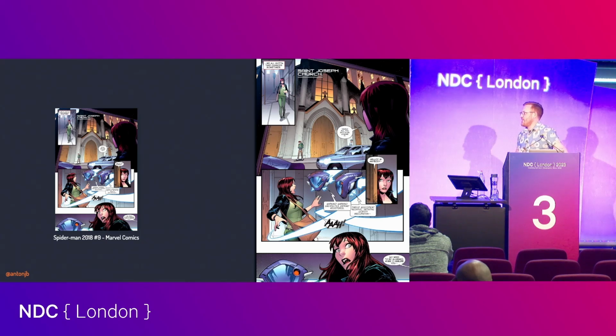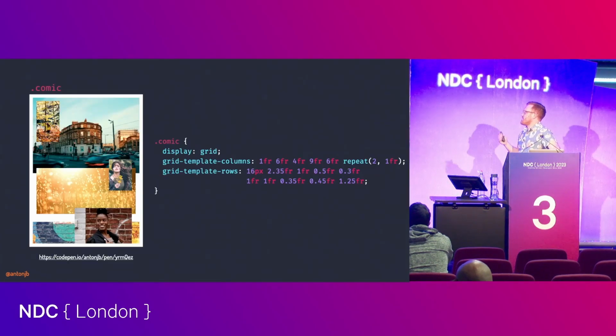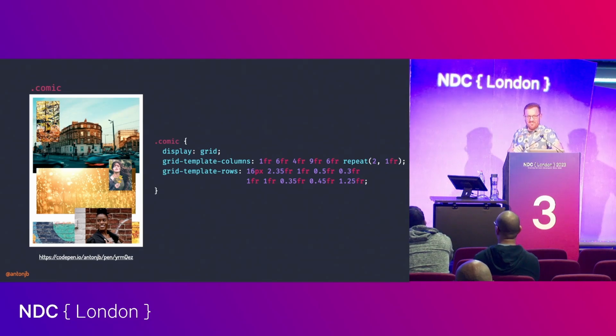So let's take a look at the code. We have display grid, we have grid template columns, grid template rows. And you might be looking at those values and saying, you just said it's easier. You're lying. But I will still commit to my message here that I do think it's easier, and I'll show you why.